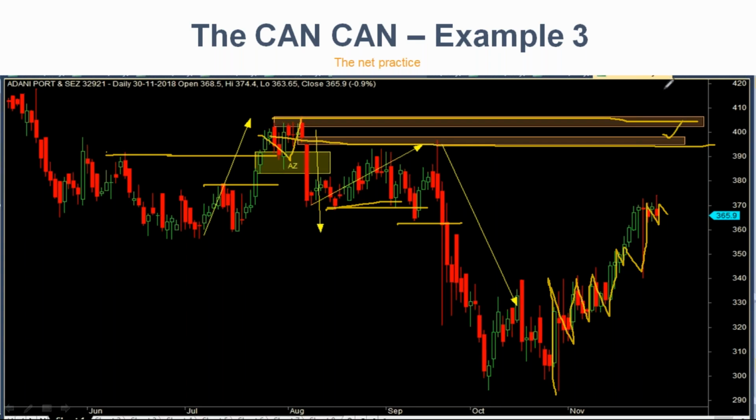Let us do this. 400 is 20 square. Look forward for a short trade at 400 if the price comes here. Okay. 400 is what? 20 square.